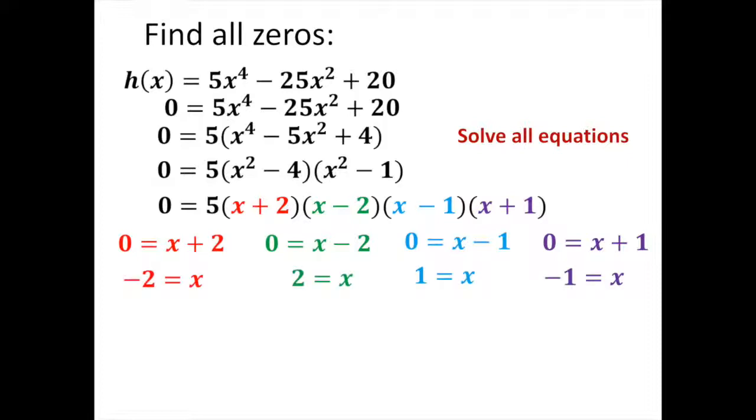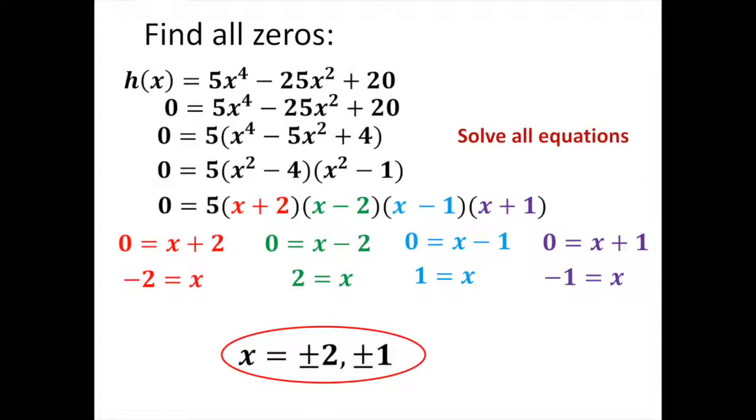You're going to solve all of them. So we've got a positive and a negative 2 and a positive and a negative 1. So x equals plus or minus 2 and plus or minus 1. There are 4 answers here. And that's what our degree on this particular one told us. It would be up to 4 answers.